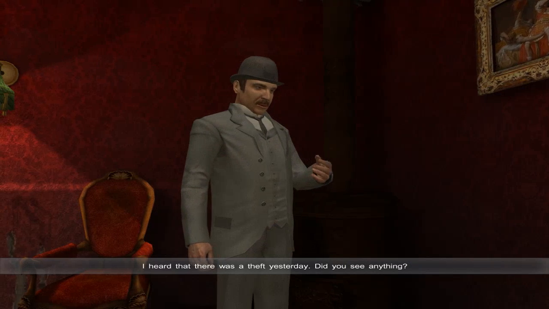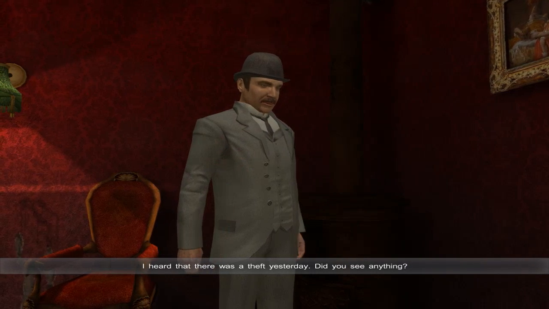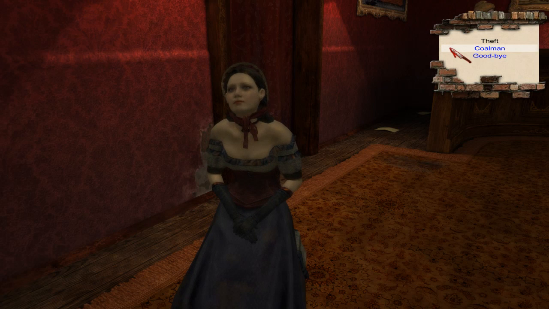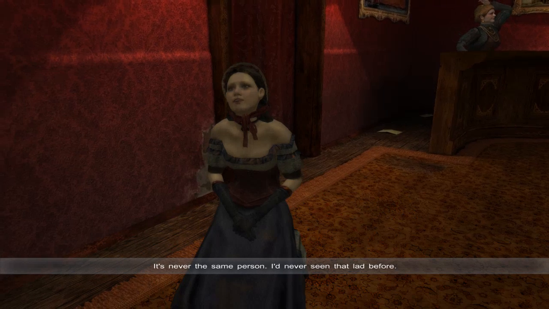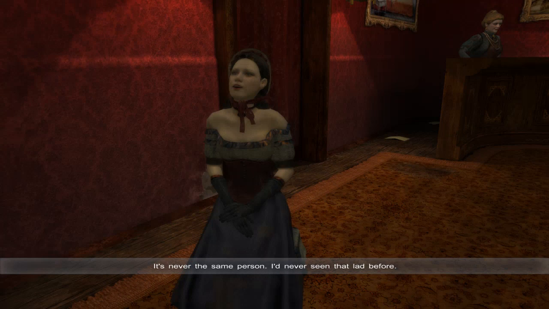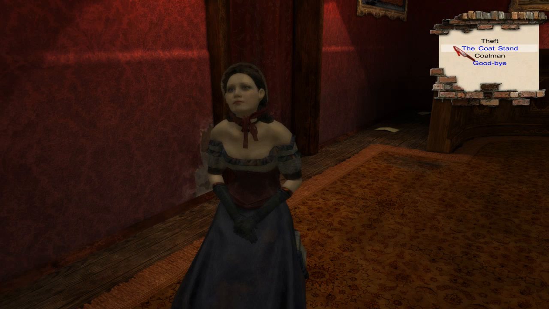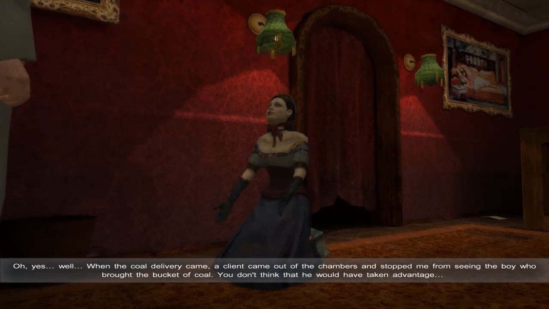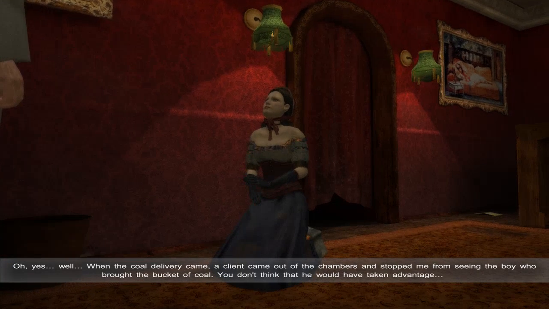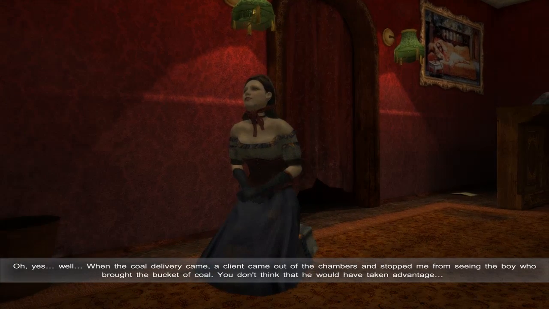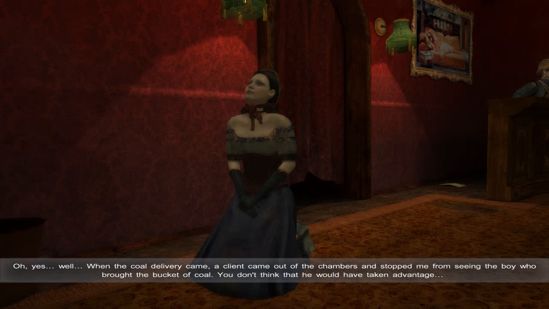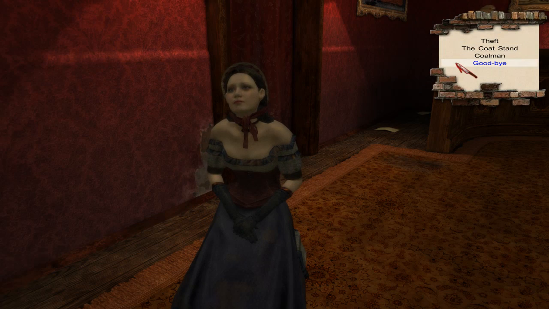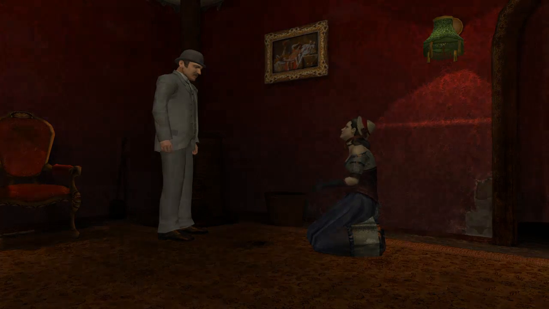I heard that there was a theft yesterday. Did you see anything? No, and I was here the whole time. Who delivers the coal? It's never the same person. I've never seen that lad before. Do you always keep an eye on the coat stand? Oh, yes. Well, when the coal delivery came, a client came out of the chambers and stopped me from seeing the boy who brought the bucket of coal. You don't think he would have taken advantage? Until next time, miss. With pleasure.